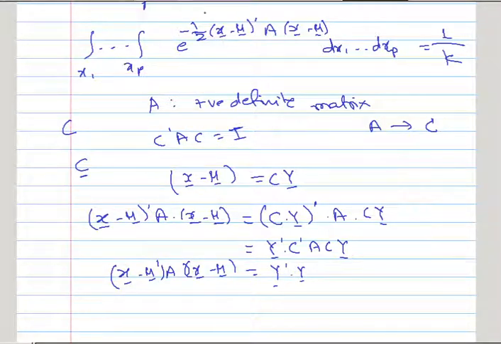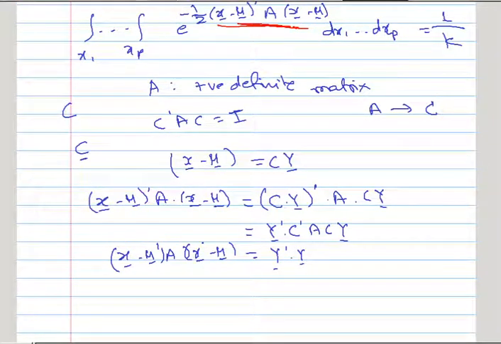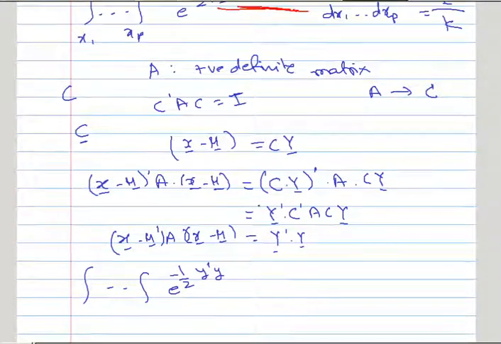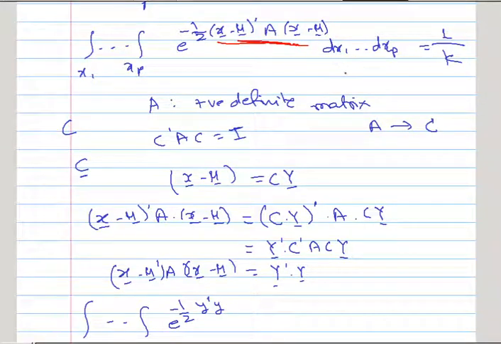So this exponent, x bar minus mu bar prime into A into x bar minus mu bar, will now reduce to y prime y. So this integration will now become an integration of e raised to minus 1/2, and instead of x bar minus mu bar prime A x bar minus mu bar, it will be simply y prime y. And now we are going to change this integration. Instead of x bar, we want to change the entire system from x bar to y bar.